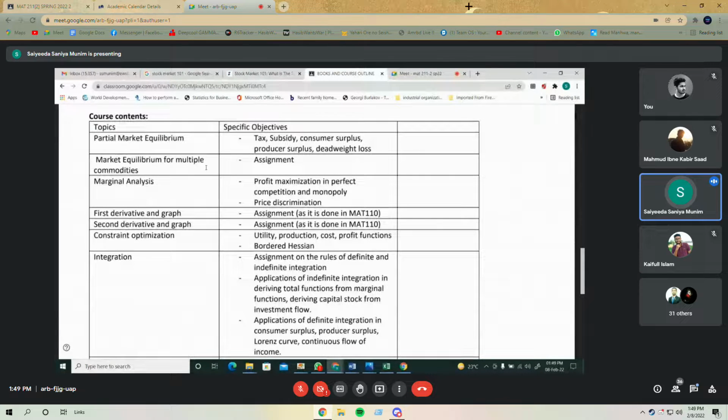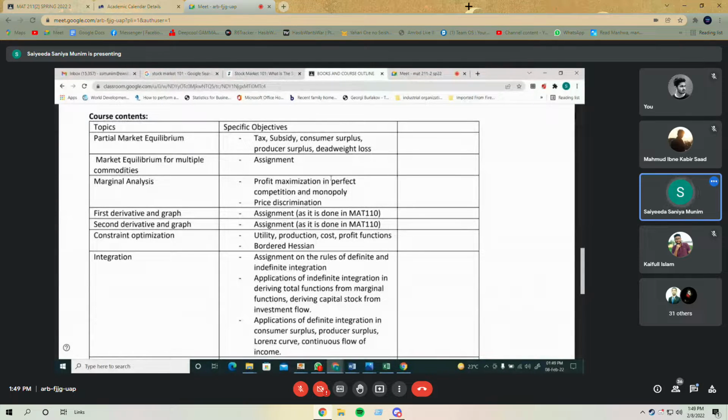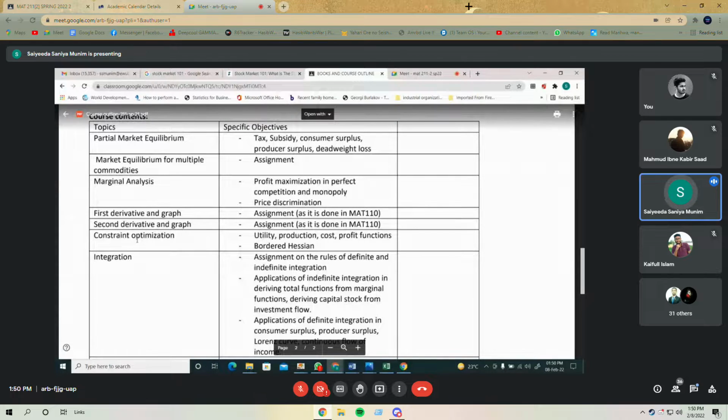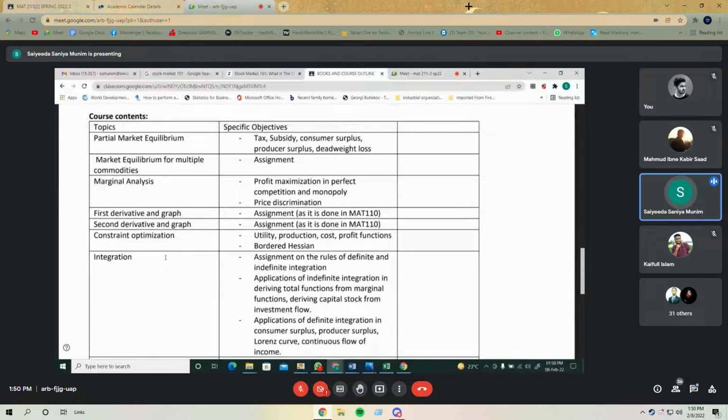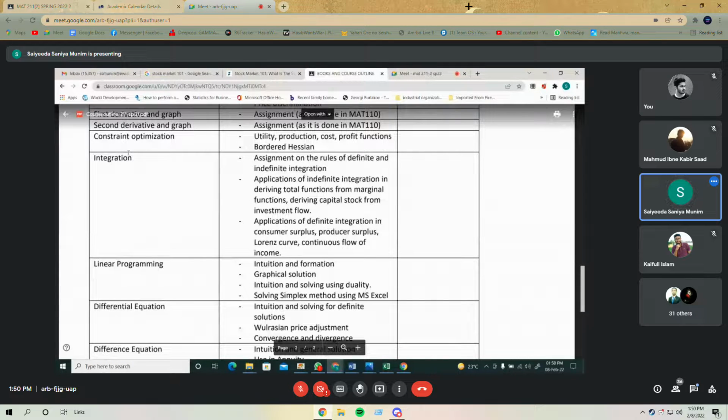Some of you might have seen this in MAT211, that if you have a two-product market, how do you find equilibrium using matrices? Then marginal analysis, first derivative, second derivative. These things you have covered in MAT210, but I'll still be going through them with applications. I'll not be going through the process of differentiation, but I'll be going through the application. Then we are going to have constraint optimization. This you haven't seen. Integration you have seen in MAT100, and those who had science in HSC have done it there.